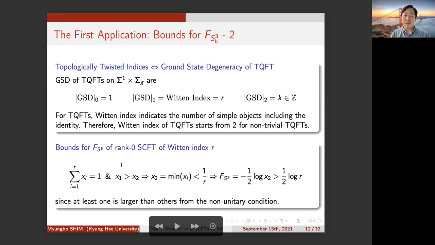For a given Witten index, we can combine the fact that the sum of all the x's equals 1 and the non-unitary condition, so x2 is the minimum value, which is smaller than 1 over R. This leads us to the lower bound of the three-sphere free energy, which should be larger than half log R. This is the most primitive application of our dictionary, and we will refine this lower bound for R equals 2.